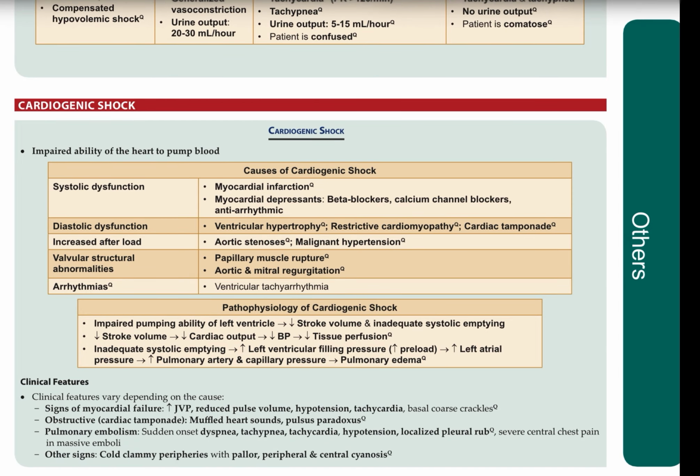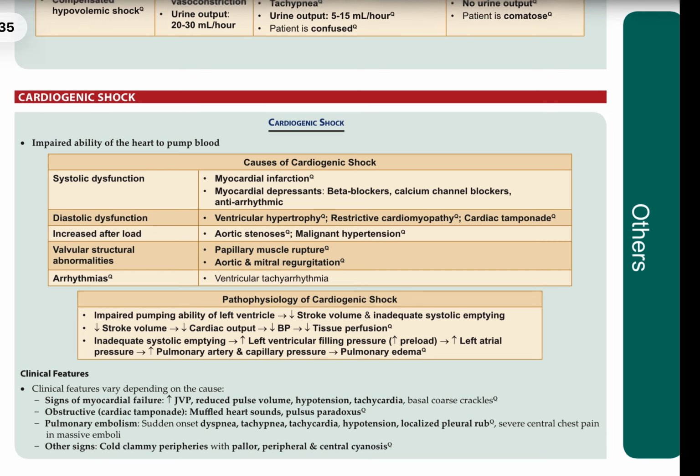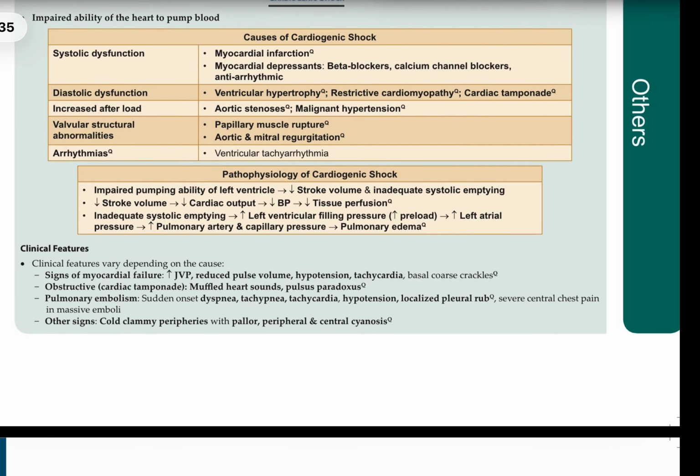The causes are myocardial infarction, myocardial depression from drugs like beta blockers, calcium channel blockers, antiarrhythmic drugs. Diastolic dysfunction if present, ventricular hypertrophy, restrictive cardiomyopathy, cardiac tamponade. And if there is a high afterload state like aortic stenosis, malignant hypertension, and some valvular abnormalities like papillary muscle rupture, aortic or mitral regurgitation. Some arrhythmias, if present, can also cause it.